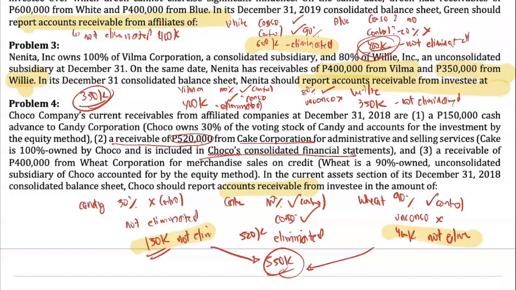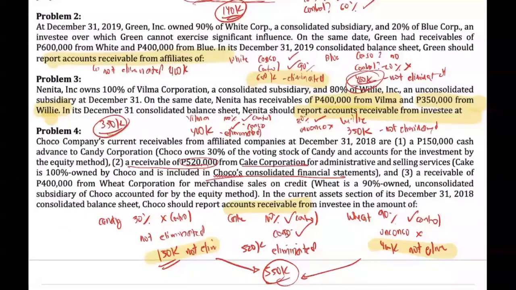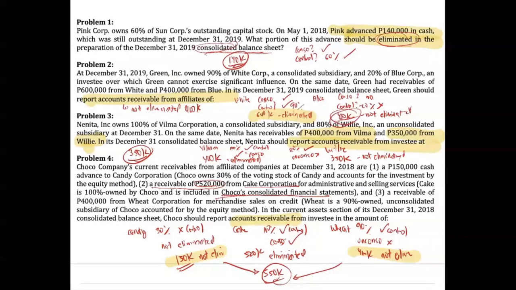So, in your intercompany accounts, just look whether they are consolidated and there is a presence of control. If both are present, eliminated. If not, if one is not present, then not eliminated. Okay? Pag not eliminated, that is part of AR. If eliminated, it will not be presented. So that's all for our intercompany transactions, intercompany inventory, intercompany PPE, and intercompany account.